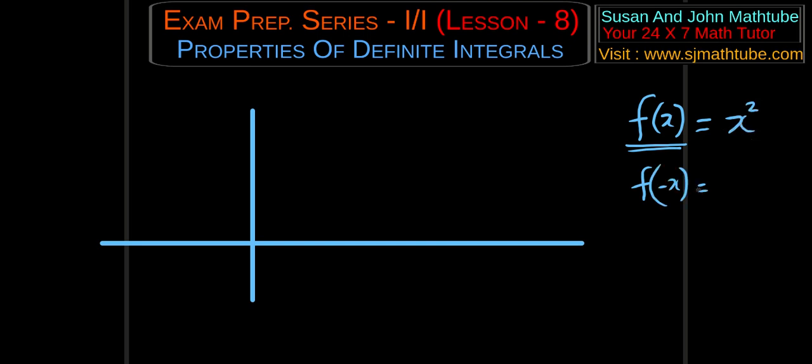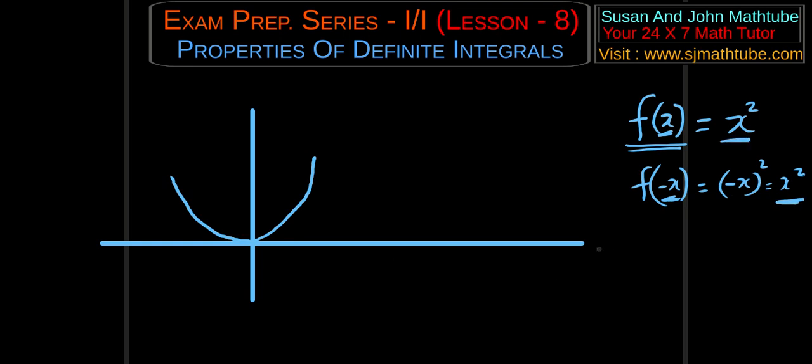If you replace x with minus x, the minus will disappear, because you're going to get minus x the whole square, and you're going to get the same function. So basically, even functions will be symmetric about the y-axis. The logic is very simple. You input x or you input minus x, you're going to get the same value.